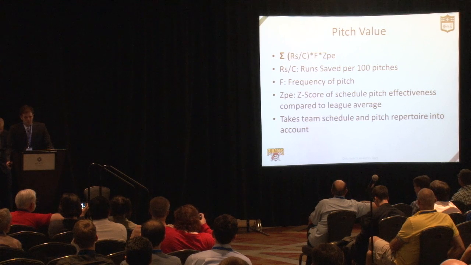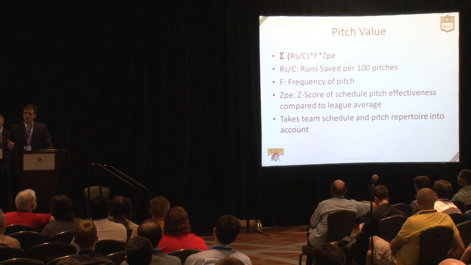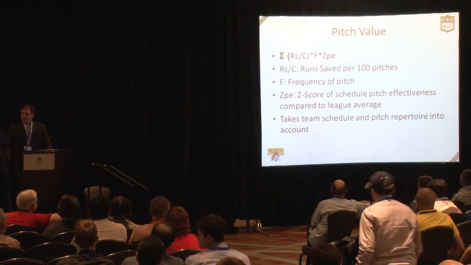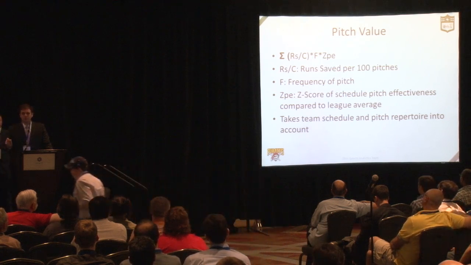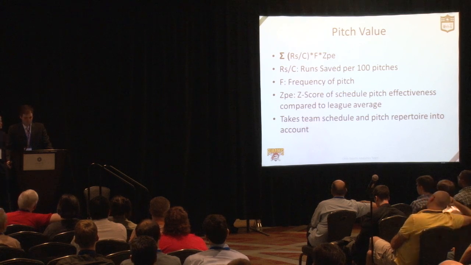Thanks, Brian. So pitch value was something that we thought was pretty original. What we did was we looked at each pitcher and we looked at each pitch they threw. For each pitch, we looked at 3 things: the runs saved per 100 times they threw that pitch, the frequency that they threw the pitch, and the Z-score of the Pirates' 2016 schedule's effectiveness against that pitch compared to league average. We multiplied these 3 metrics together and added up each pitcher's score for each pitch in order to get a pitch value metric for every player in our pool.